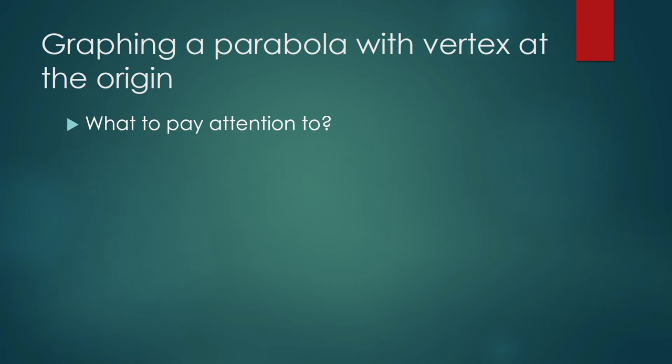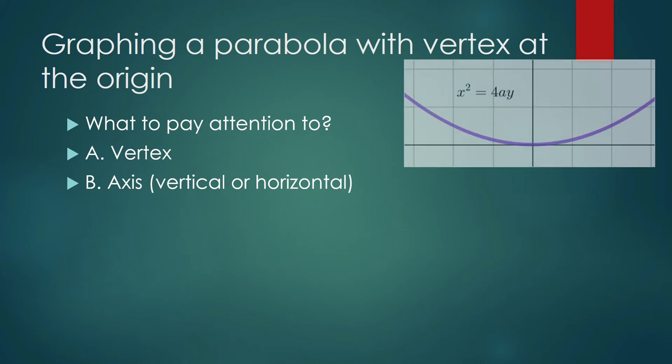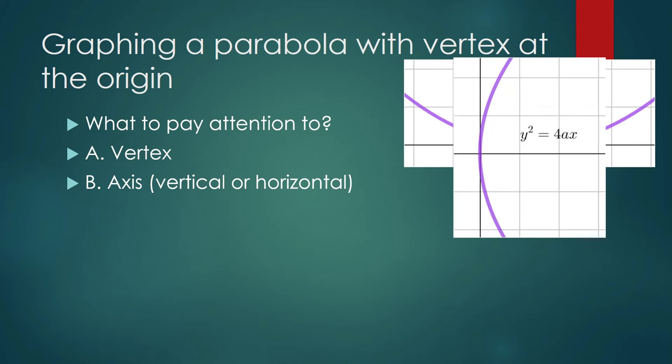What must we pay attention to? We must pay attention to the vertex. At least in this example, we already know that to be the origin. We must set the axis. Okay, so we must know what is the axis. Is it vertical or horizontal? A graph can look something like this. The axis is vertical. When the axis is horizontal, this is how your graph might look.